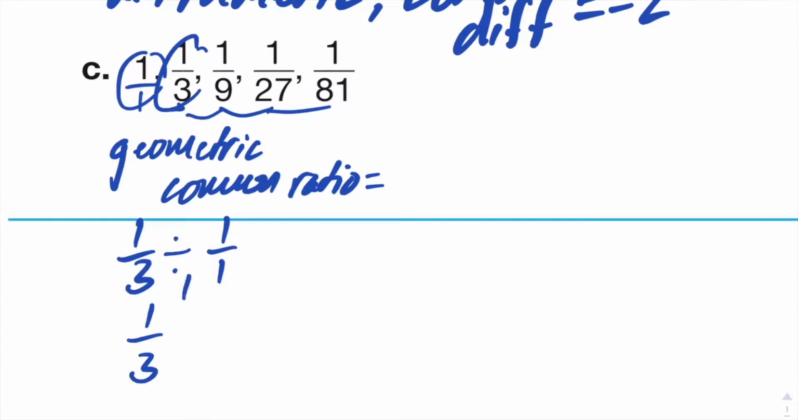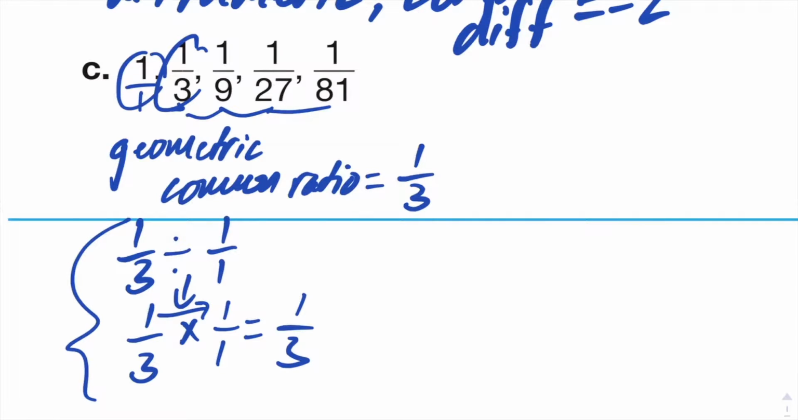And we turn it into multiplication. Then you flip it. Yeah, I know it's like the same thing, but I got to see every step. And then multiply across. 1 times 1 is 1. 3 times 1 is 3. So there you go. Again, some of you guys might not have to do this step, but I always do it.